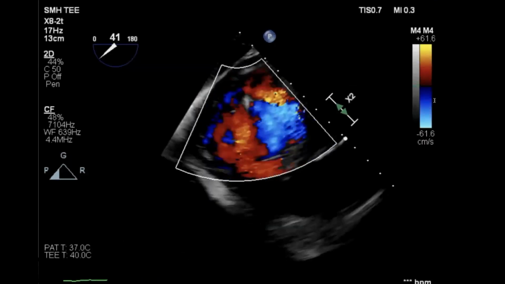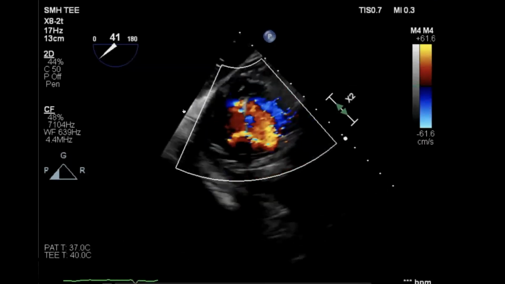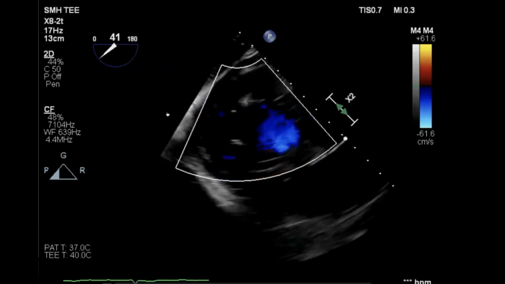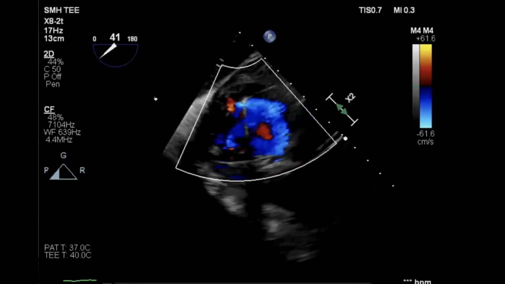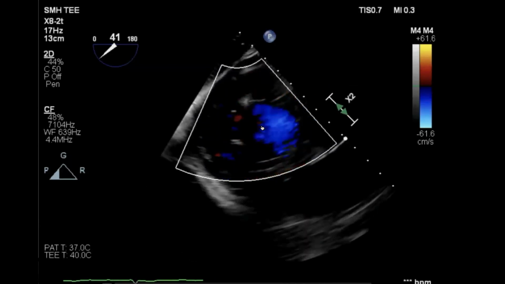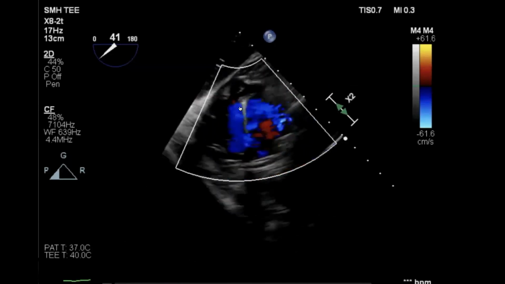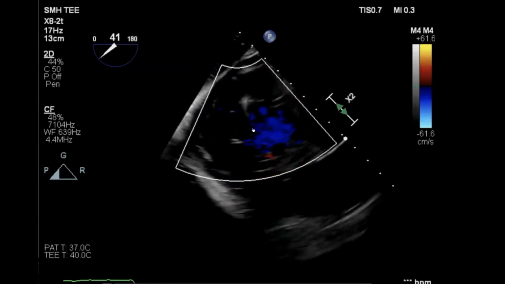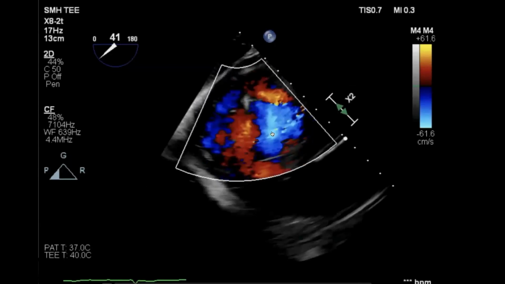If you look at the TR, you see it's clearly originating from this massive central coaptation gap, not really coming from the lead per se. Maybe there's a smaller jet coming from here. The majority of the TR is clearly coming away from the lead, however.